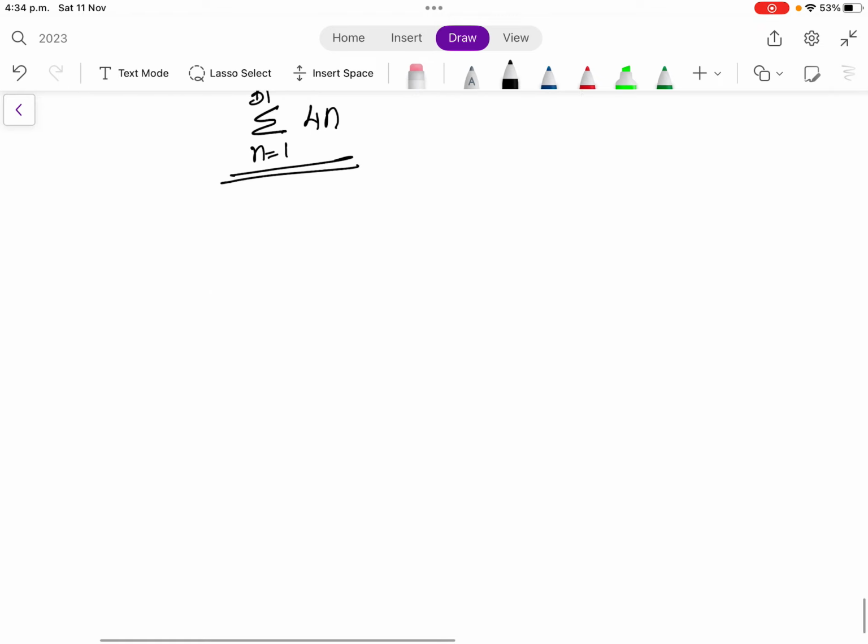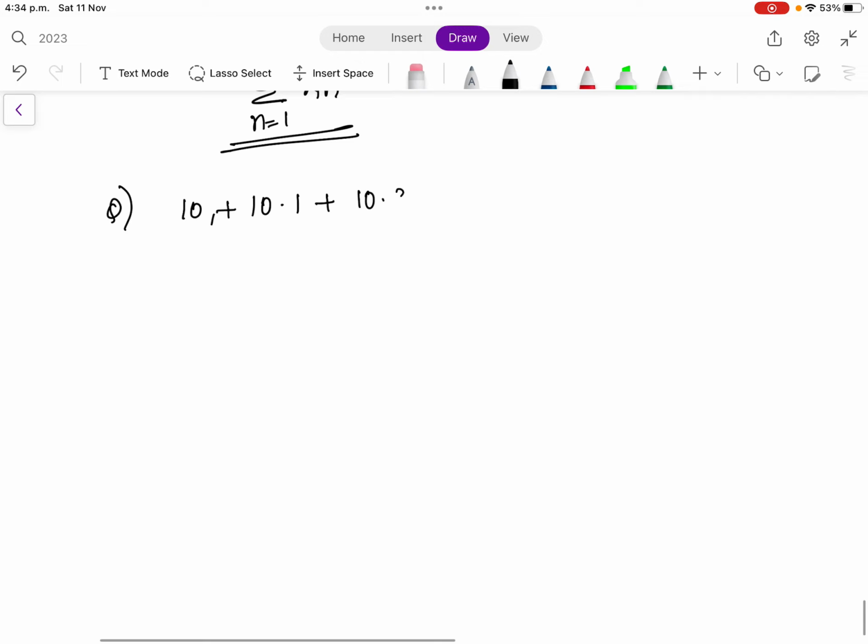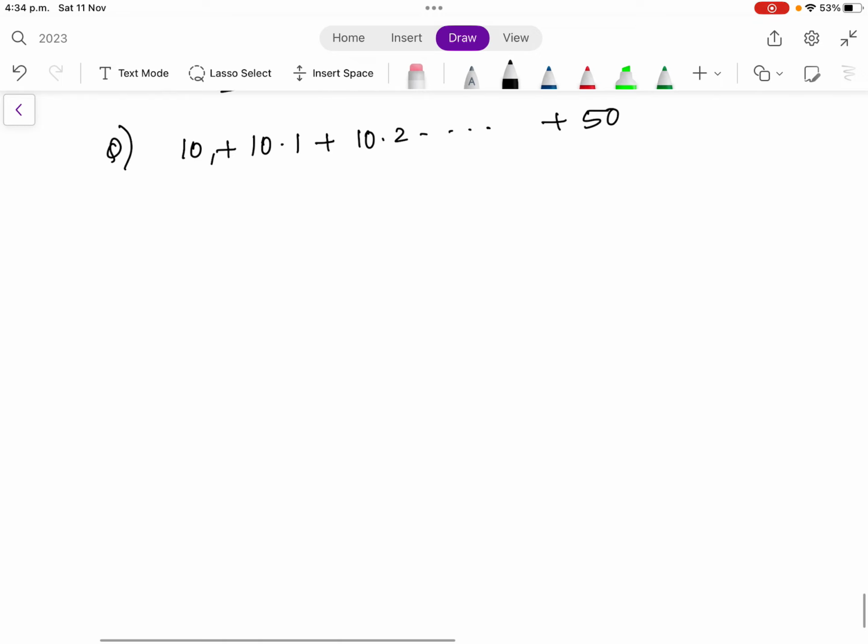Okay, let me try doing one more. It's 10 plus 10.1 plus 10.2, etc., plus 50. So same thing, when you have to write it in the sigma notation, you need sigma, you need something here, you need something here, and you need to write the Tn here. So our task is to find n.